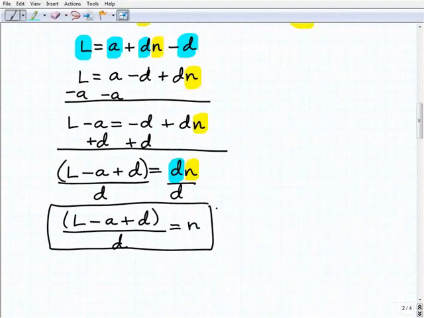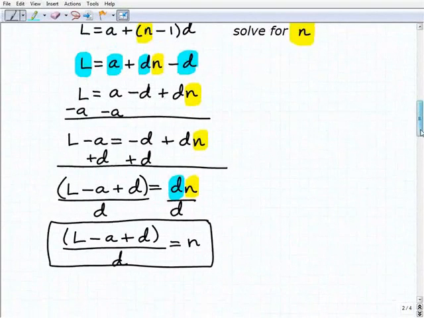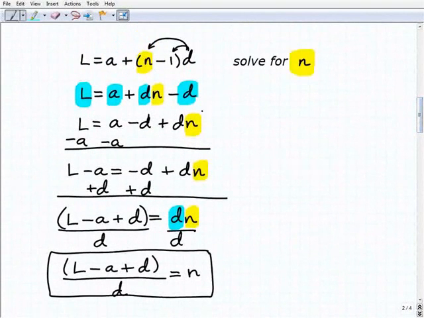So that is your answer. But let's take a look at the steps we had to take. There's a lot of subtraction and moving around of variables.